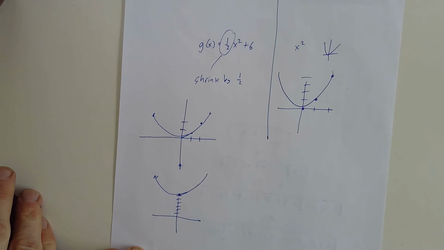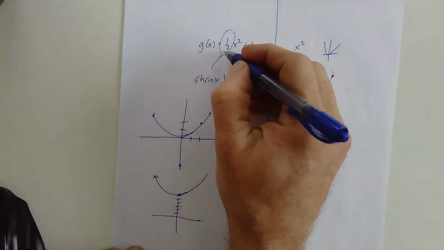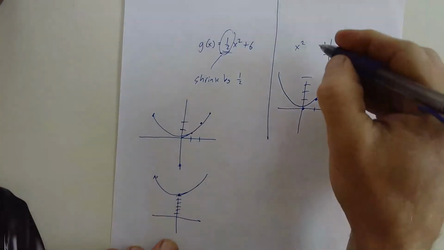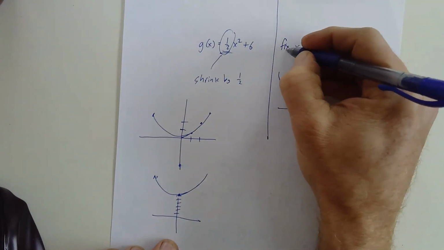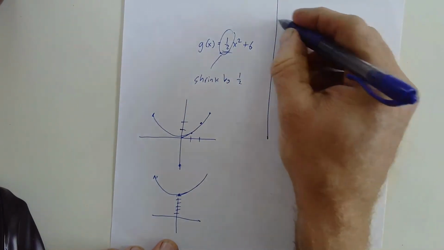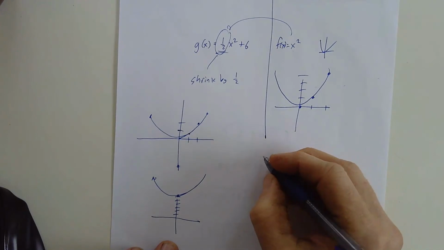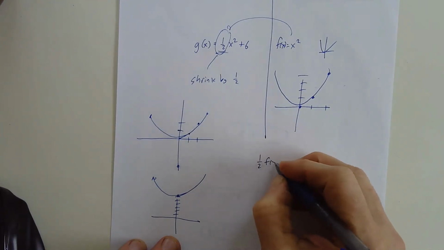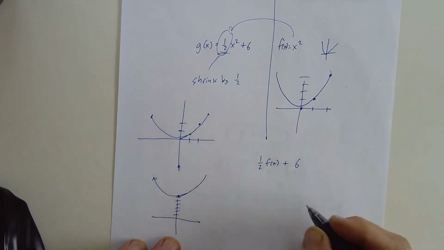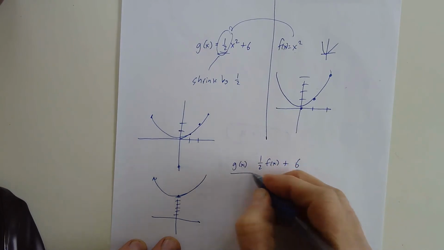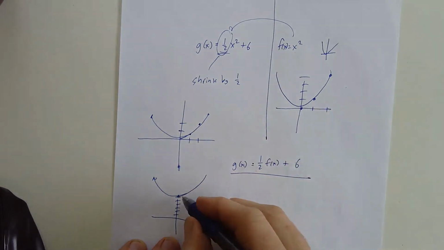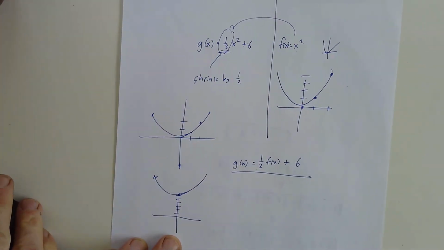So I think you were just missing this 1/2 on the front. Like if this is my original f of x, then to go from the f of x to the g of x, I got to multiply f of x by 1/2, and then I got to add 6. And so it's sort of recognizing that this new function is just a version of the old function.